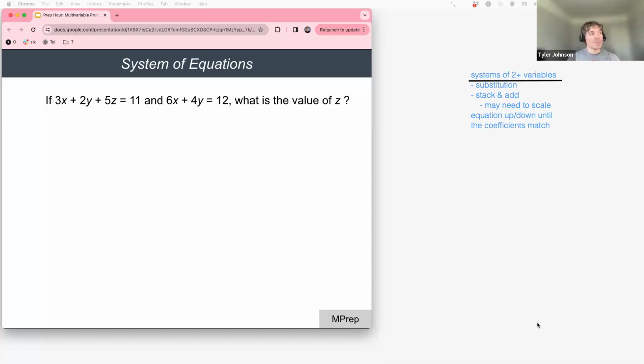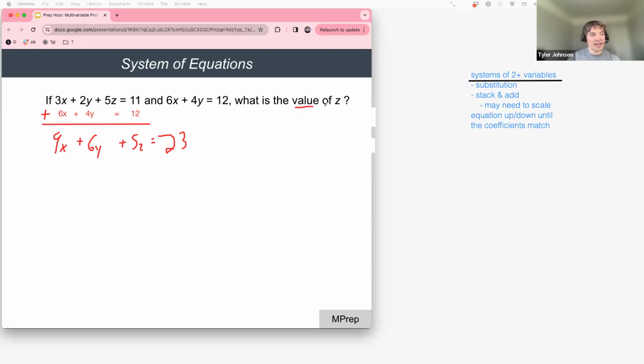So for this problem, I think my preferred approach is to stack and add, but I've got some pre-work that I need to do first, because notice if I just tried to stack and add as is, that would leave me with 9x plus 6y plus 5z equals 23, which, I mean, it's still a true equation. The issue is that doesn't really help me towards my goal, right?